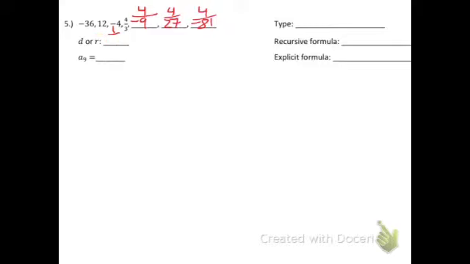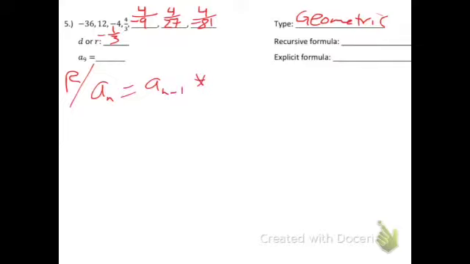I need to fix that real quick. That 3 is not readable. Alright, so now we got that. This one is going to be a geometric type because, well, we're multiplying every time. And I'm going to write the recursive formula right here. A sub n equals a sub n minus 1 times -1/3. And then a sub 1 equals -36, my start value there.